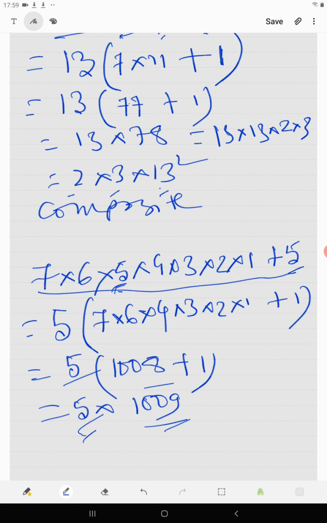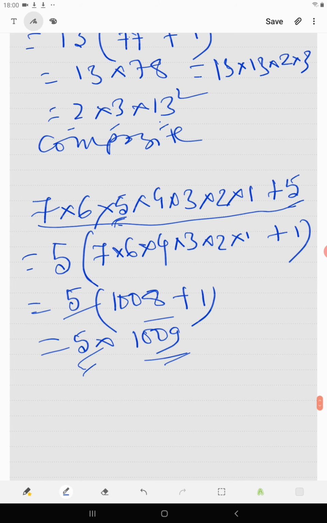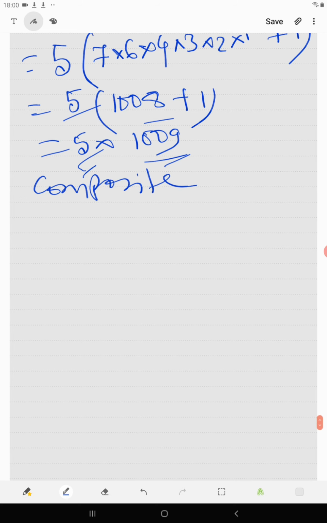So it has a factor of 1009 also, other than 5. So 5, 1009, 5 into 1009, all these are factors for it. Hence this also has a factor other than 1 and itself. Hence this also is composite and not prime, because it has a factor other than 1 and itself. Hence it is a composite number.